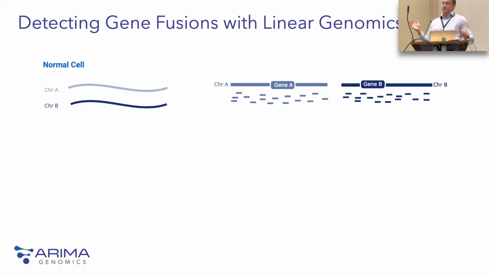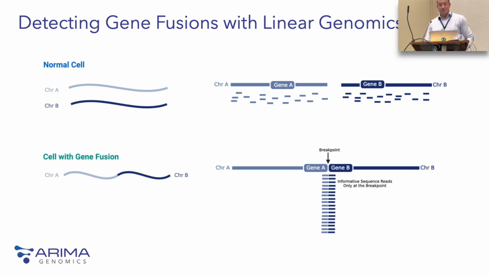And again, I like to juxtapose the linear genomics approach to the 3D genomics approach. Let's start with a normal cell. You have two different chromosomes here, chromosome A and B. We're thinking in a linear context here, so I have them linearized, and there's no fusion. If you were to sequence this normal cell, you would see reads scattered around chromosome A and chromosome B like you see here.